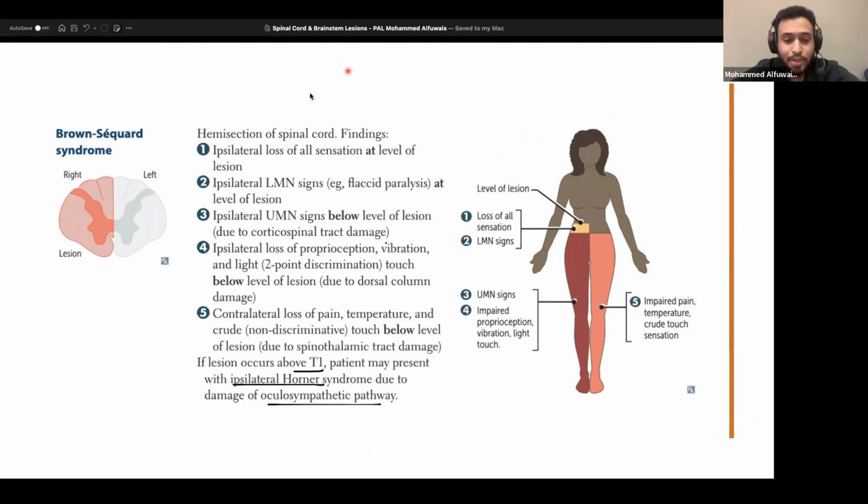Okay, so I'm going to go over just what you find, okay? Very quickly again. This is the lesion on the right side. So first thing is, let's go over what tract by tract. At the same level of the lesion, okay, you'll have loss of dorsal column tract. So you'll have ipsilateral loss of what sensations?